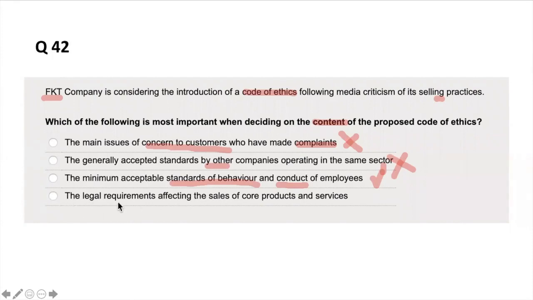And fourth, the legal requirements affecting the sales of core products and services. The legal requirements here, that's a compliance issue. That's not a code issue. A code of ethics is there to create a mindset for people. The legal requirements could be part of a code of conduct, or it could be a compliance issue. So I think the most important one here is the third one, the minimum acceptable standards of behavior and conduct of employees that we want at FKT company.